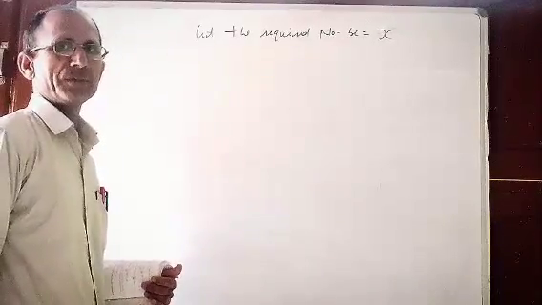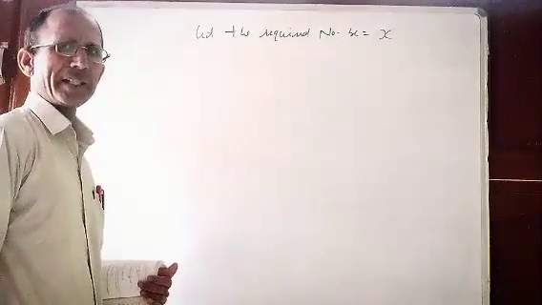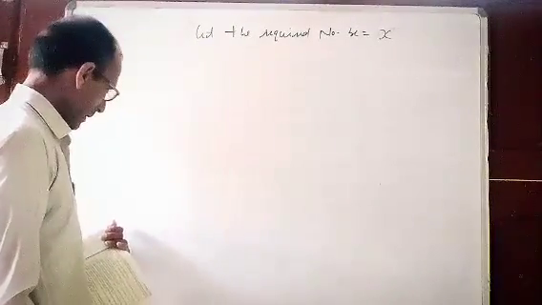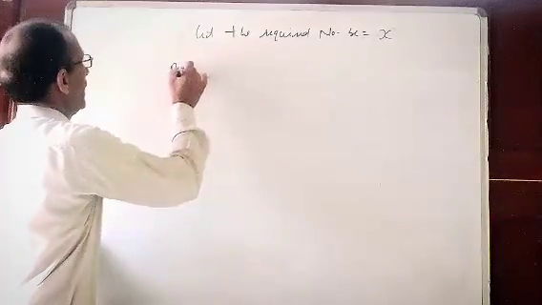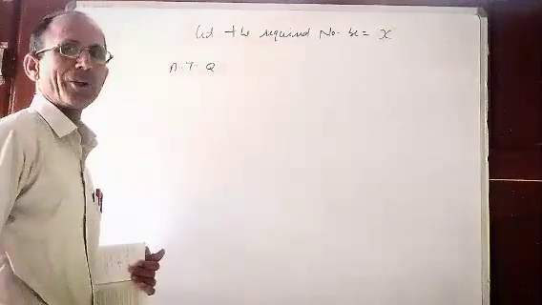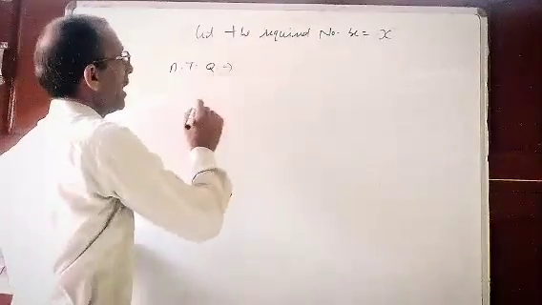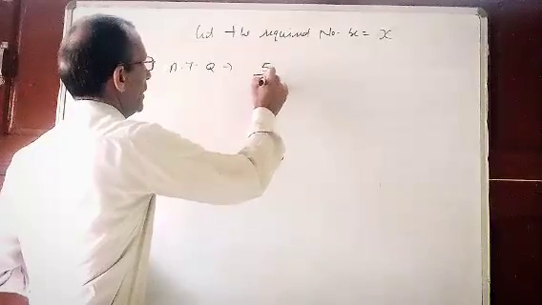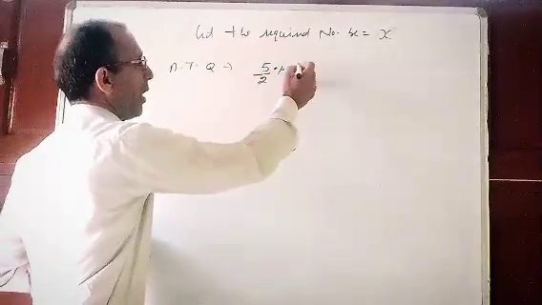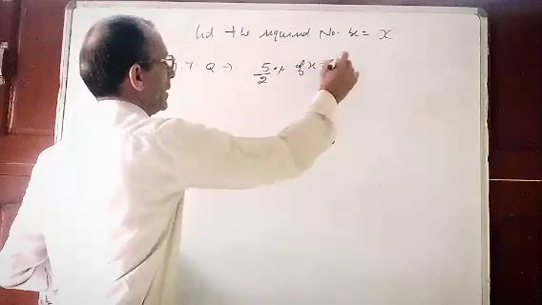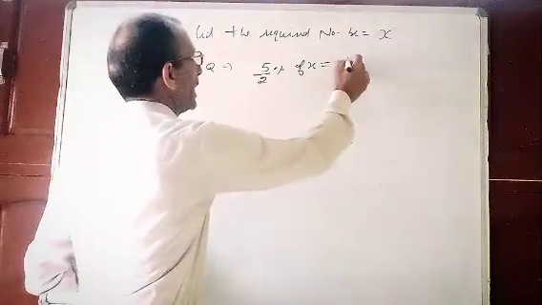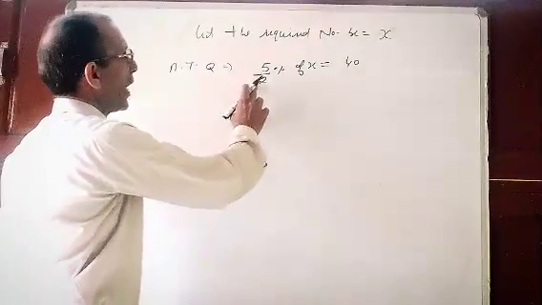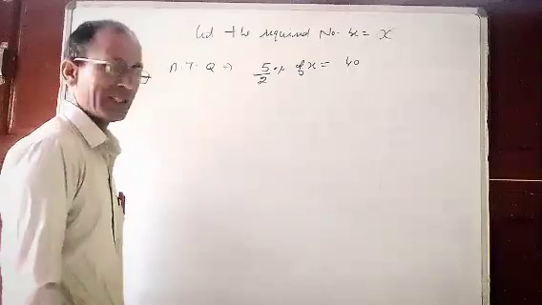Any doubt, any confusion? So what is the question? What is the statement? If 5 by 2% of a number is 40, then find the number. You can write according to the question: 5 by 2% of x is equal to 40. Any doubt, any confusion?